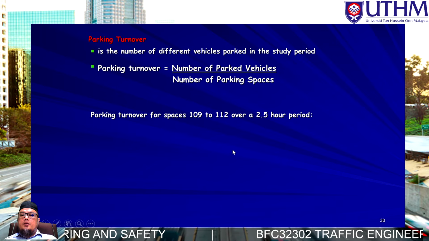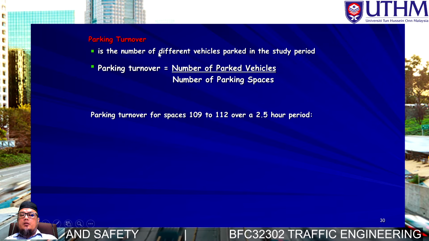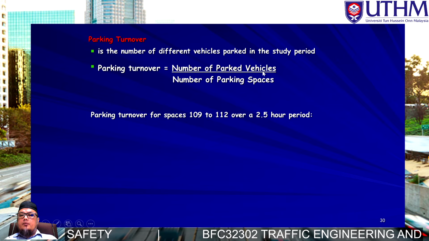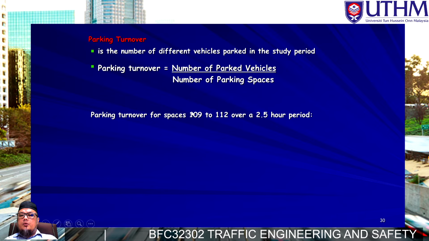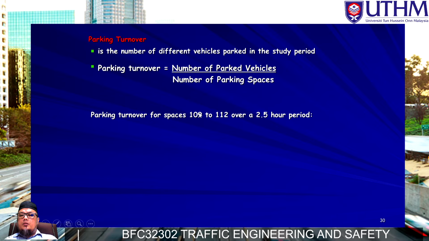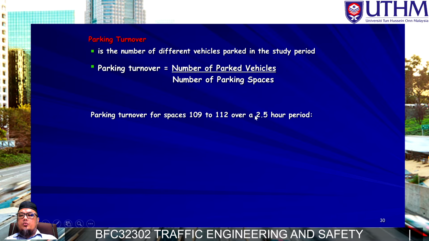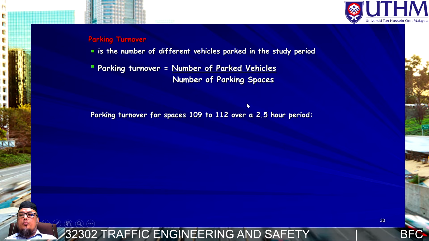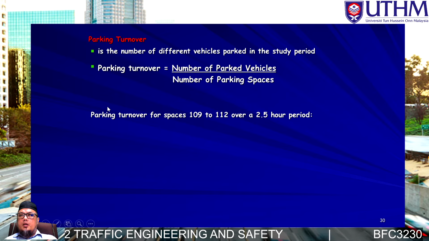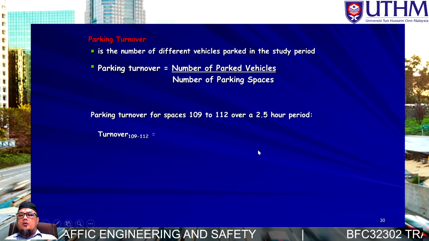That's the average. Okay, next, parking turnover. Parking turnover is the number of parked vehicles divided by parking spaces. So this is specific for spaces 109 to 112 over 2.5 hours, the whole period from 9 to 11:15.